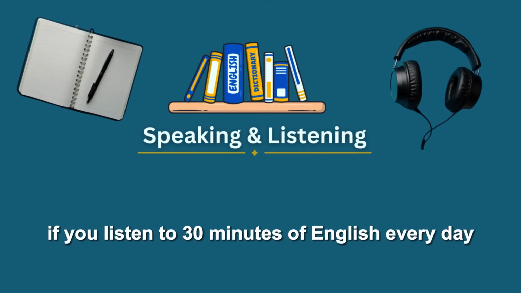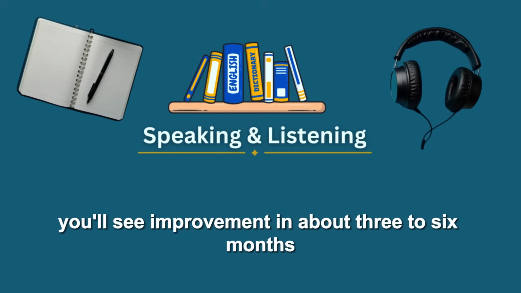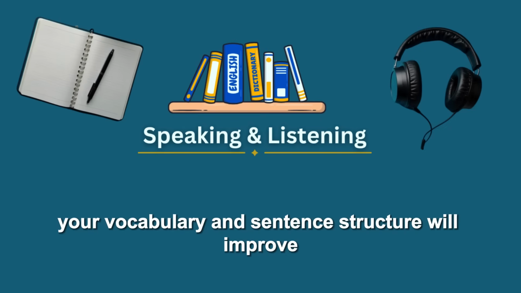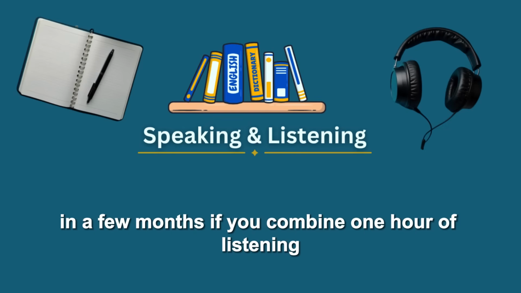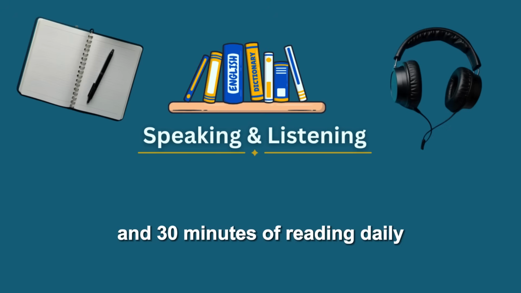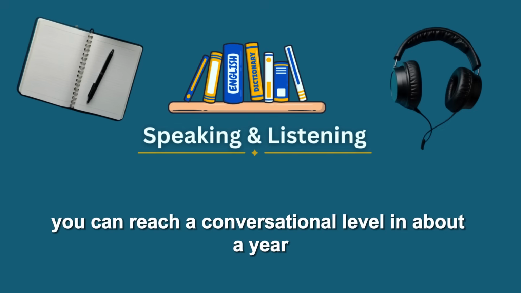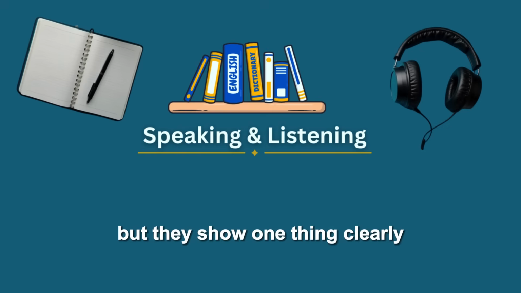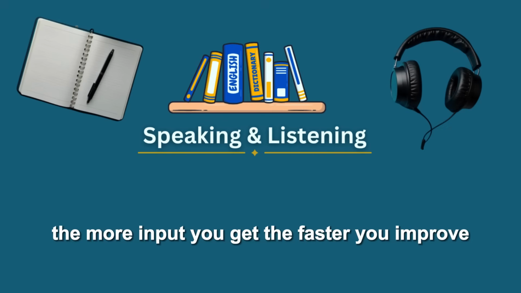If you listen to 30 minutes of English every day, you'll see improvement in about 3 to 6 months. If you read for 15 minutes daily, your vocabulary and sentence structure will improve in a few months. If you combine 1 hour of listening and 30 minutes of reading daily, you can reach a conversational level in about a year. These numbers aren't strict rules, but they show one thing clearly. The more input you get, the faster you improve.